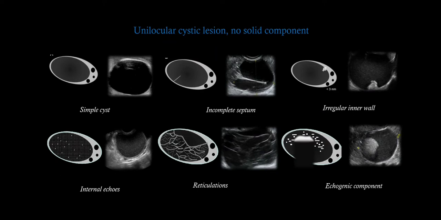Now when we come to describe the unilocular cystic lesion with no solid component, we have various descriptors in that itself. It can be a simple cyst, that is a unilocular cyst with no solid component, septations or contents; it can have an incomplete septum; it can have an irregular inner wall. When we mean irregular inner wall, we mean that the nodularity should be less than 3 mm. It can have internal echoes. It can have fine echogenic strands, that is reticulations. It can have large dominant echogenic areas, which is the echogenic component.